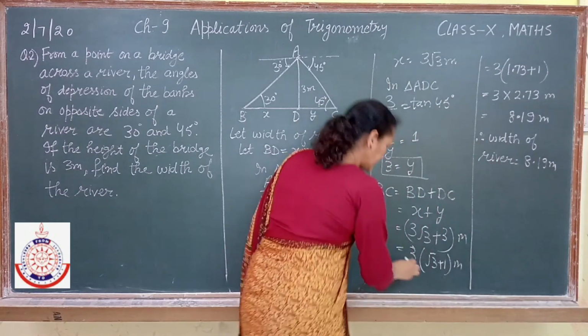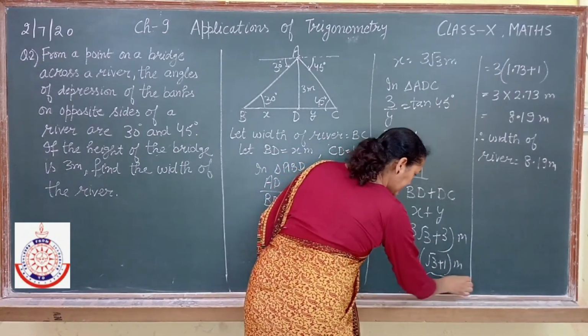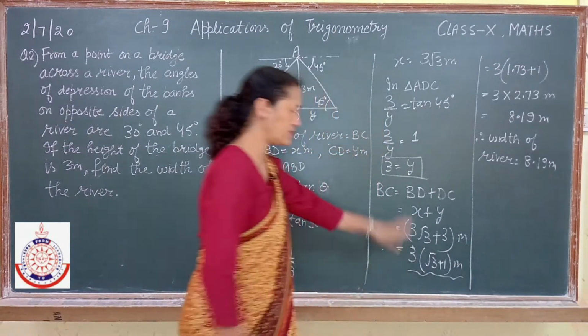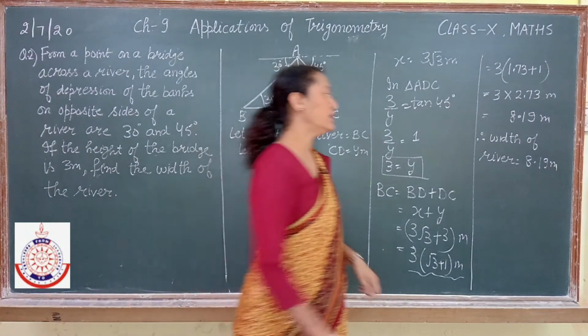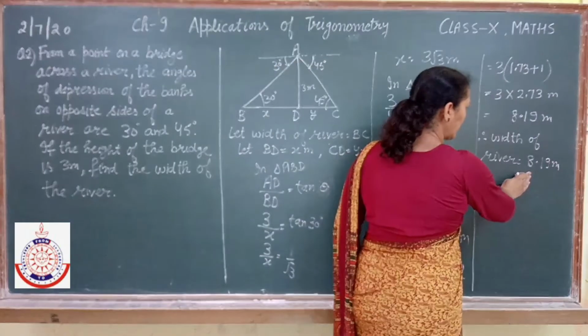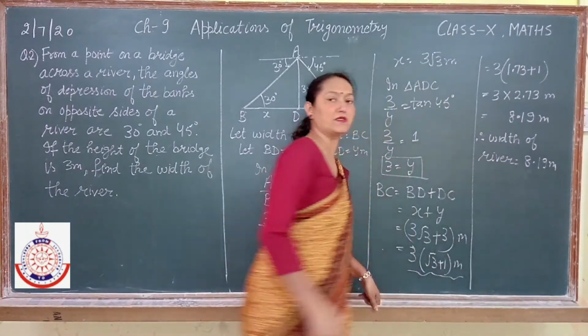We can answer up to this also. This could be the final answer. The width of the river is 3 root 3 plus 1 meter. And if you have time for calculations, then solve the calculations and get your answer.